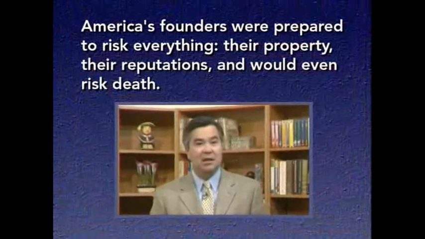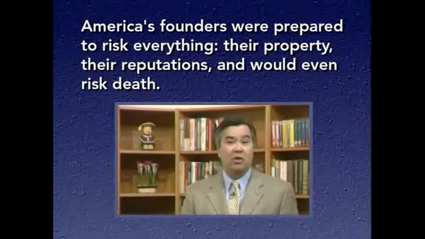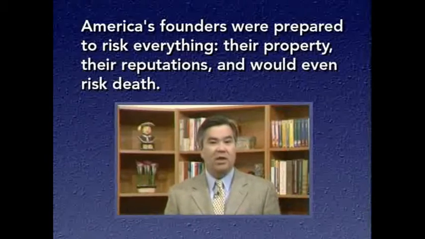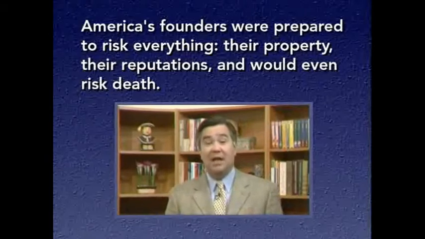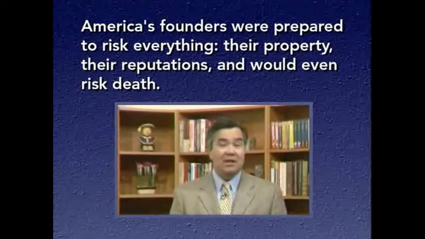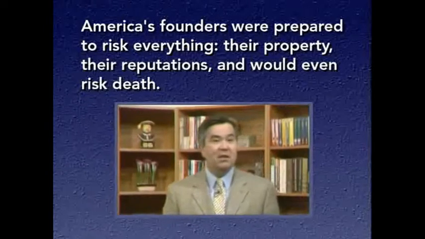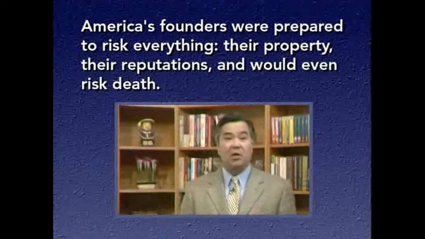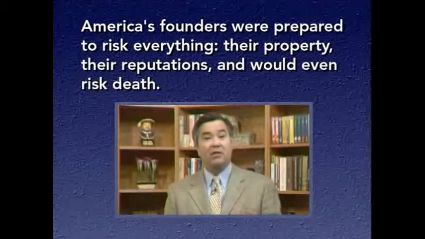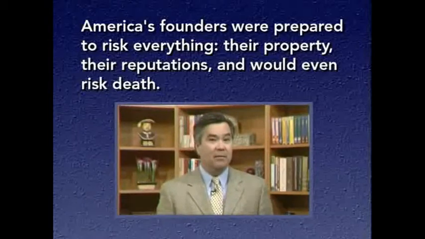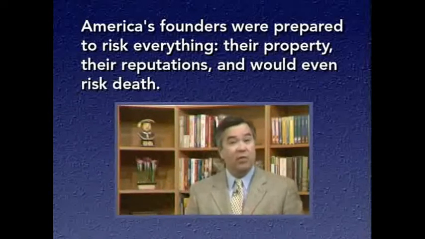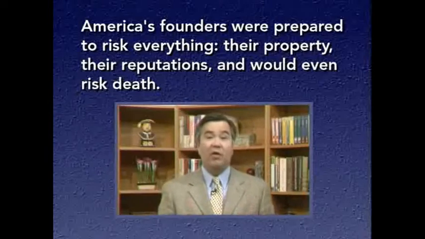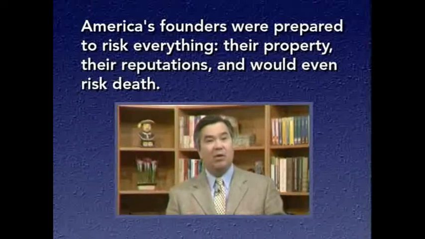Read this sentence. America's founders were prepared to risk everything: their property, their reputations, and would even risk death. Now, in this sentence, as you can probably recognize, 3 things are being listed. After the colon, the 3 things that are being listed are things that America's founders were prepared to risk. Now, since we have a list of 3 items here, we have 3 things that are similar in meaning, and therefore they should be set up in grammatically similar form.